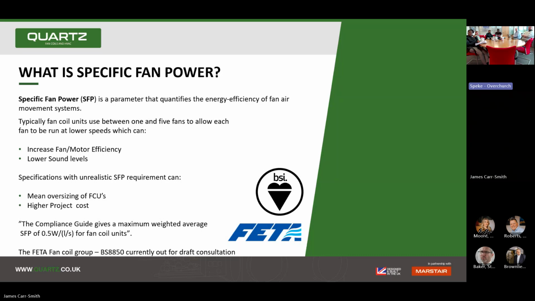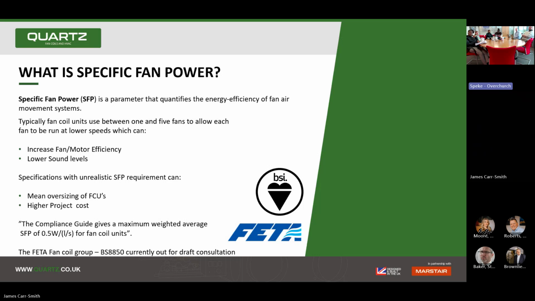In terms of specific fan power, specific fan power is effectively the measure of the efficiency of the actual fan in this particular case. So it's measured in watts per litre per second. It's how many watts it requires to deliver a particular litre per second of air. As it says there, typical fan coil units use between 1 and 5 fans. So yes, sometimes having more fans in there can mean a lower SFP, it doesn't necessarily mean it is higher. It all depends on what the actual level is.